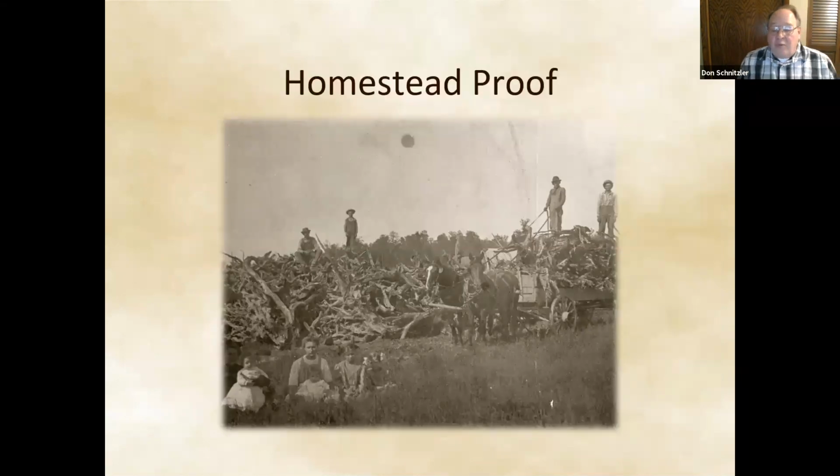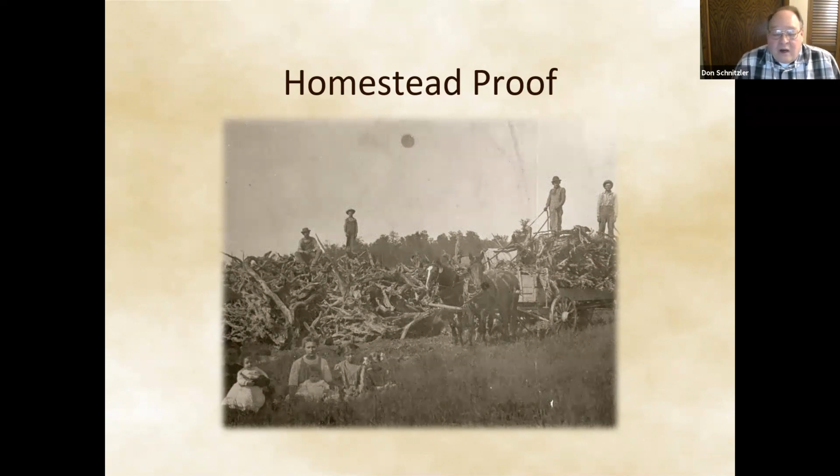Now, when it comes to the homestead proof, homesteading required a lot of work. Depending on what part of the country was homesteaded, you get different obstacles that you have to overcome. In central and northern Wisconsin, after the lumbermen came through and people were homesteading this land, you had lots of pine stumps to clear.